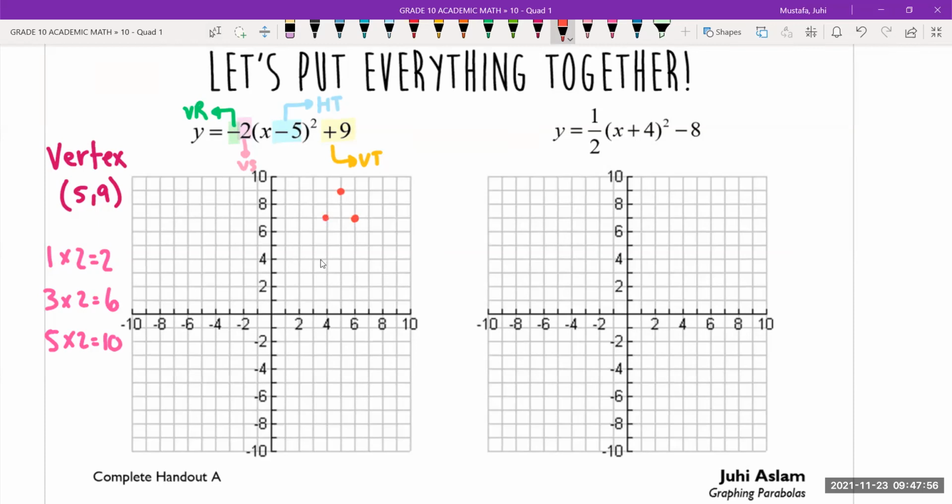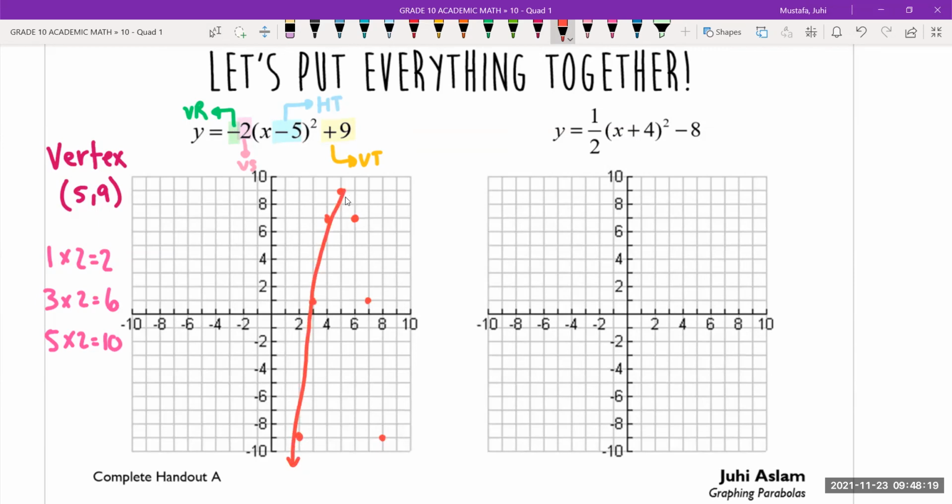Okay, I'm going to go 1 unit to the right again, and then how much am I going to go down now? 1, 2, 3, 4, 5, 6, and then 1, 2, 3, 4, 5, 6. Good. And then I'm going to go 1 unit to the right, and I'm going to go down 10, and I'm going to do the same thing on the other side.